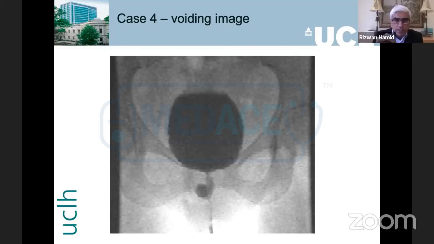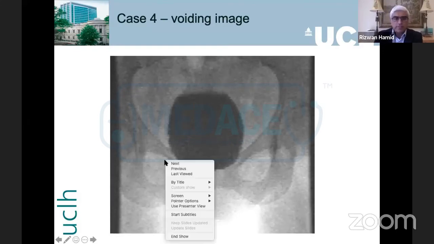Now we need to treat this first. We know she's got bladder dysfunction. And generally, as a rule of thumb, not necessarily with the urinary tract, you treat from below and go up, rather than from above and coming down. So this is a classical urethral diverticulum.